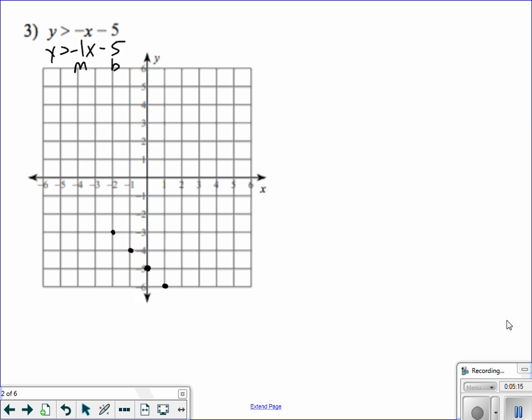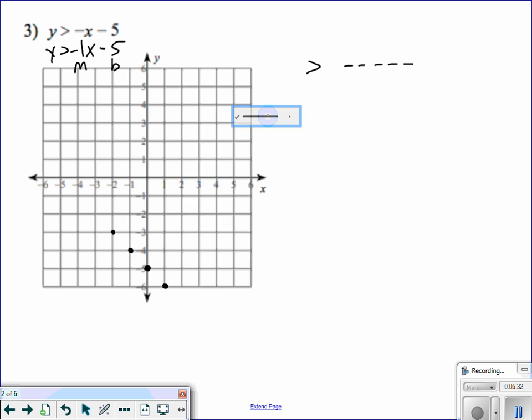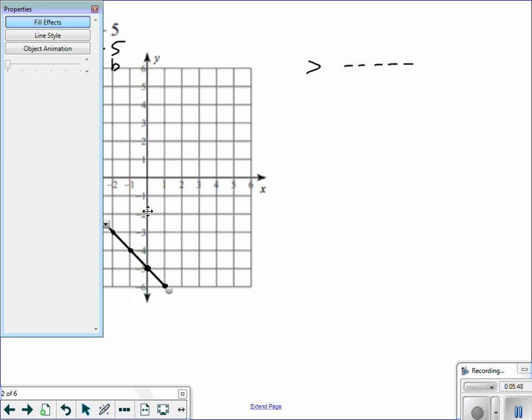All right, now this is a greater than symbol. There is no line underneath it, so that means I'm going to have a dashed line when I graph this because it is not included. So I'll go ahead and put my line in here. And again, that has to be a dashed line.